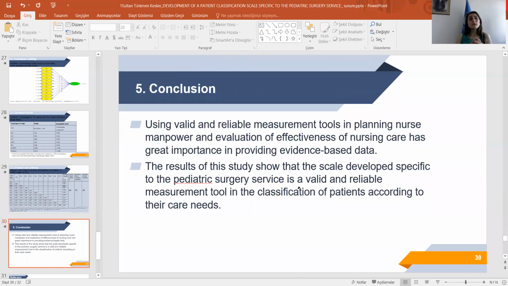In conclusion, using valid and reliable measurement tools in planning nurse manpower and evaluating the effectiveness of nursing care has great importance in providing evidence-based data. The results of this study show that the scale developed specifically for this pediatric surgery service is a valid and reliable measurement tool in the classification of patients according to their care needs.